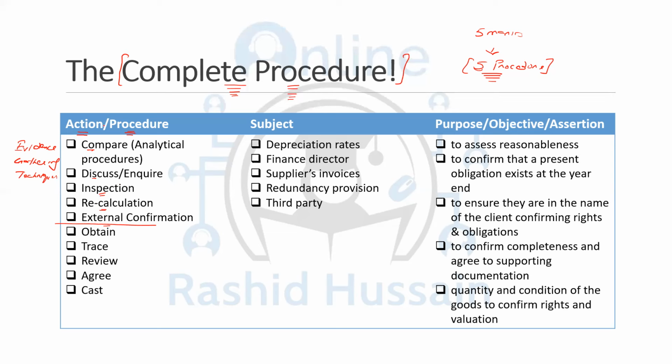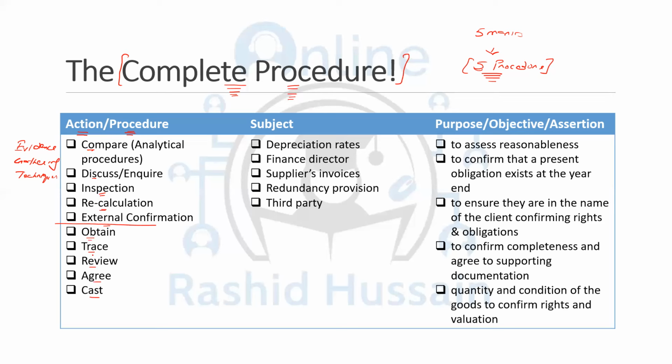Other than that, these are the procedures, and when I say actions, actions mean, for example, obtaining something, tracing something, reviewing something, agreeing something, costing something. So your procedure starts with an action. So action or procedure: which technique you are going to use, what procedure you are going to use. When I say procedure, that means either comparison, discussion, inquiry, or inspection. And then action means what you are going to do.